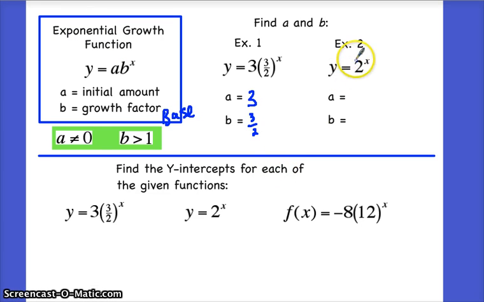If there is no number out in front of your base, notice the base here, 2 is still to the x power, so that's your b. But if there's nothing in front, remember, that's just a 1, or multiplying by 1 there.